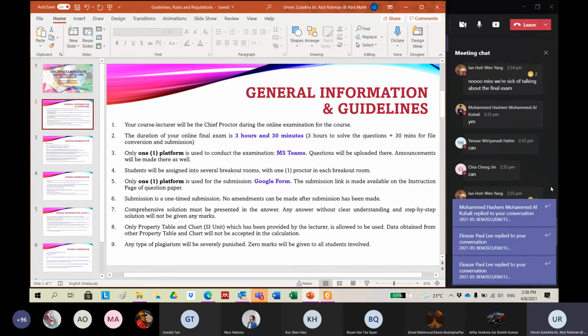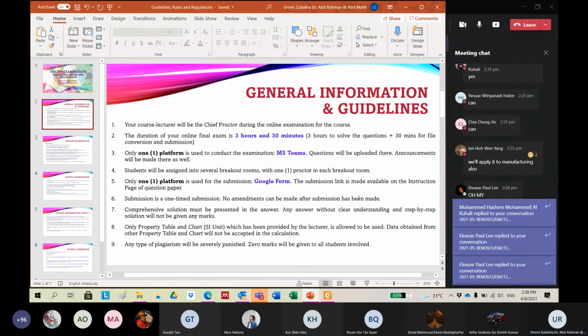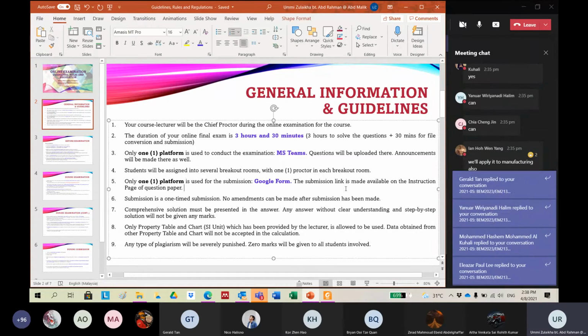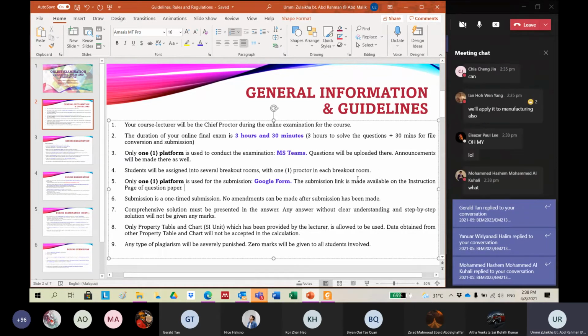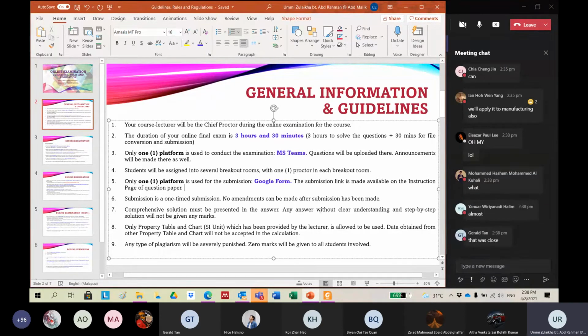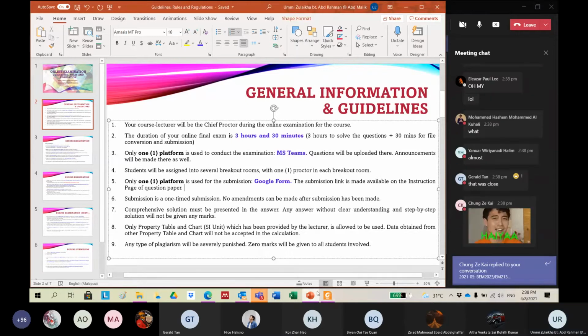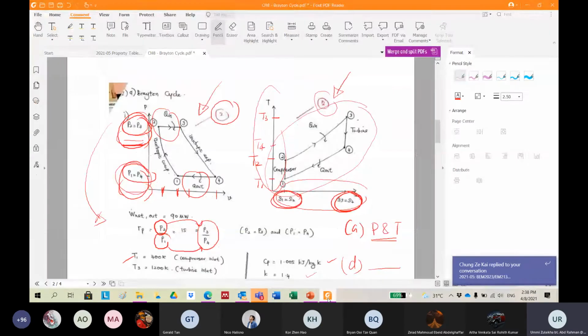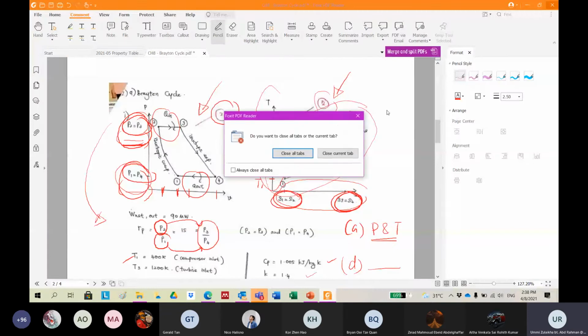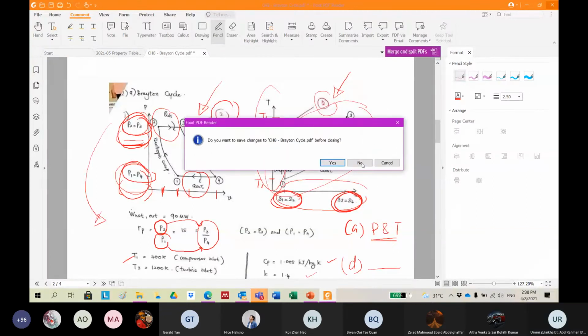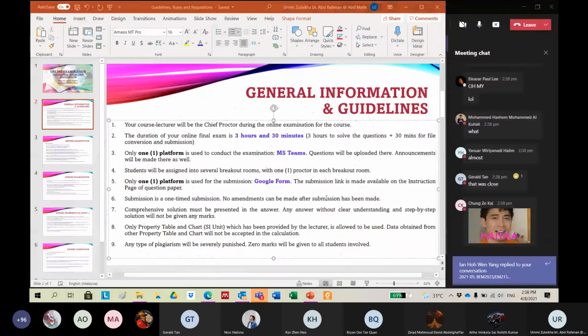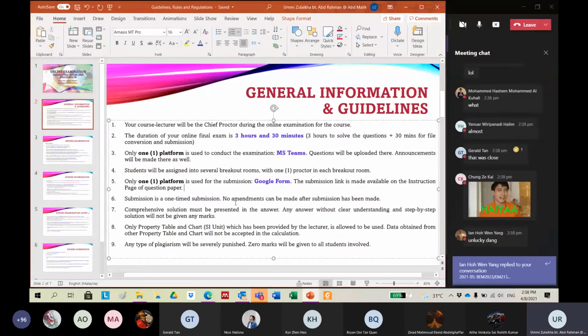I don't want you to submit to any other platform. Submission is a one-time submission. No amendments can be made after submission has been made.